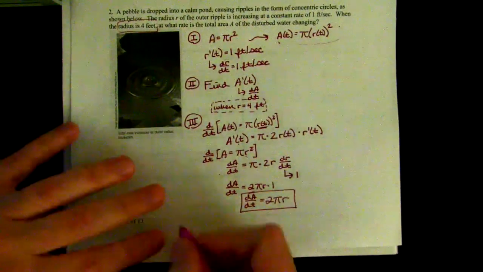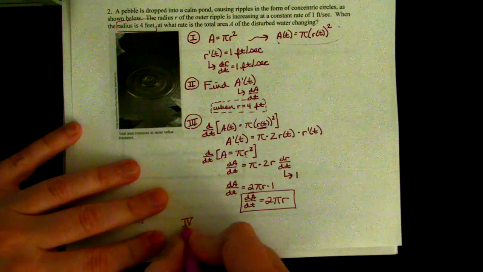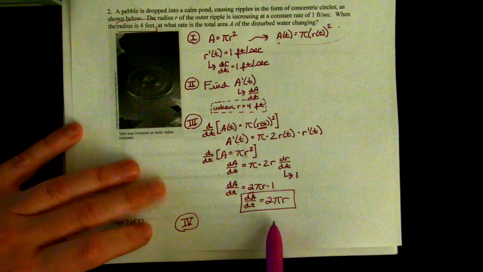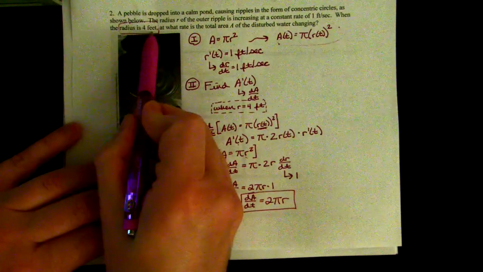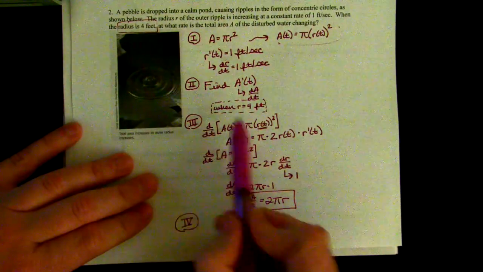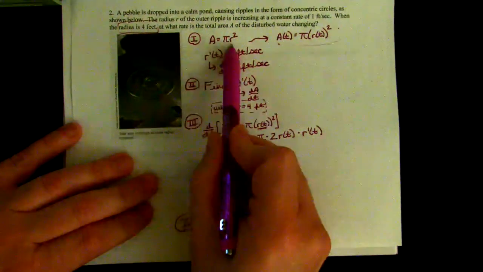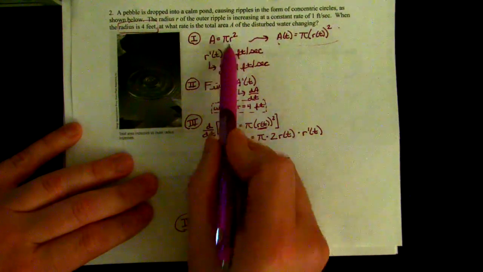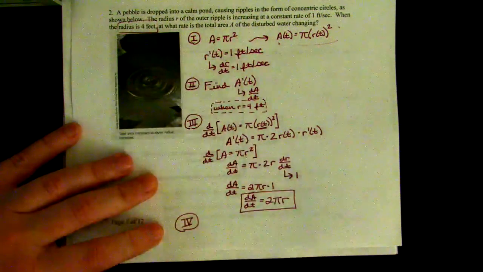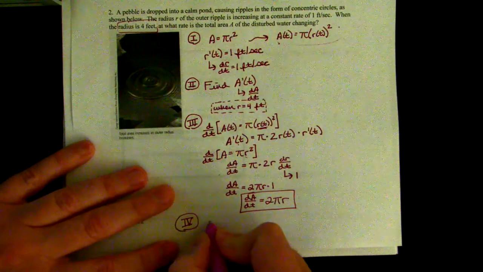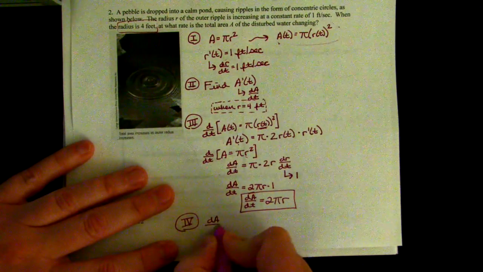Now, in part 4, I need to deal with my specific instant. I wanted to find the rate of change of the area at the instant when the radius happened to be 4 feet. I couldn't plug in the 4 earlier because the radius is changing, and anything that's changing has to be represented by a variable. But now that I've created my formula for dA/dt, I'm going to plug in my 4.